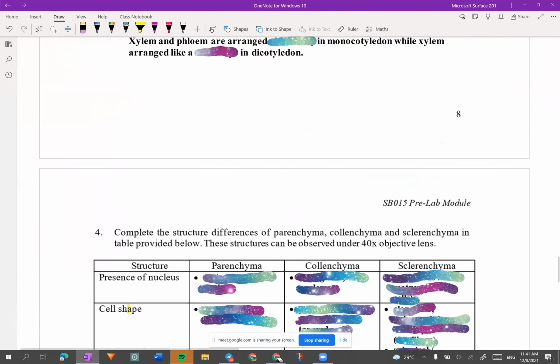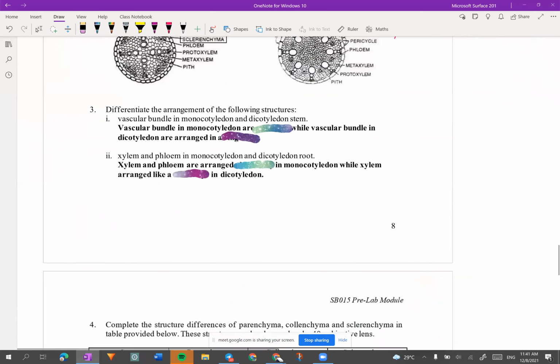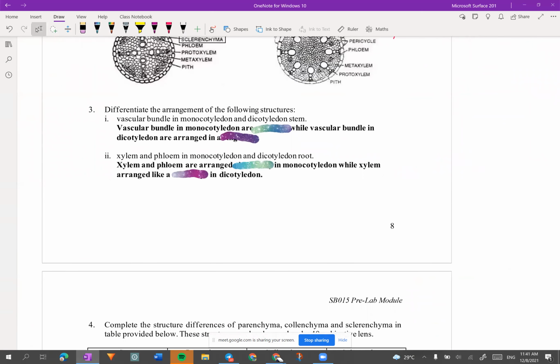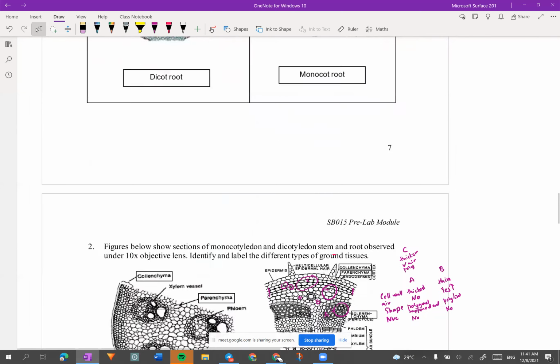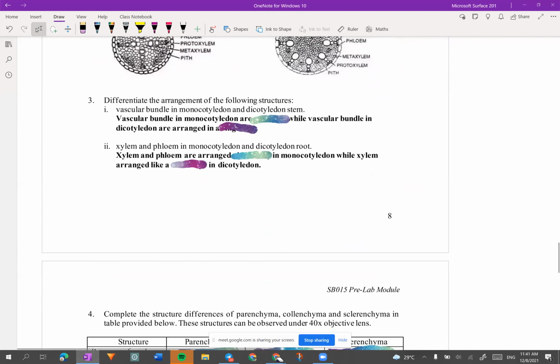Alright, so just a few more. Lepas tu saya boleh let you guys go and do this stuff. Now, differentiate the arrangement of the following structure. Okay, vascular bundle in monocotyledon. So ini adalah sama macam yang kat atas tadi, gambar yang ni. Okay, so vascular bundle in monocotyledon and dicotyledon stem. Kalau monocotyledon, dia adalah scattered. Dicotyledon arranged in ring.